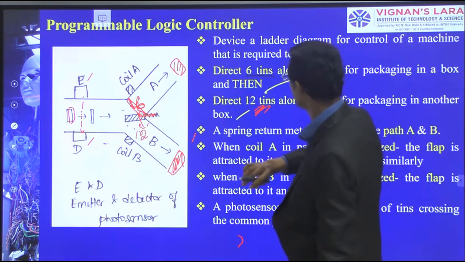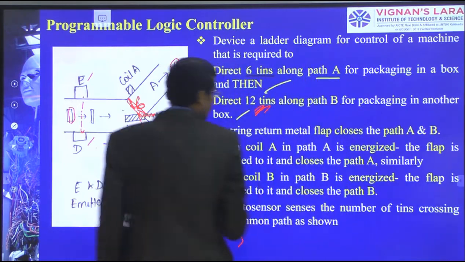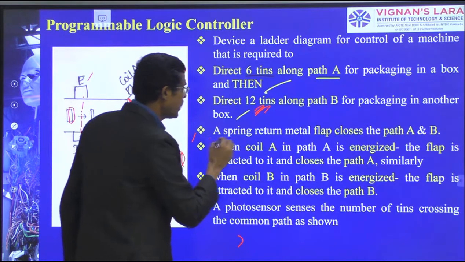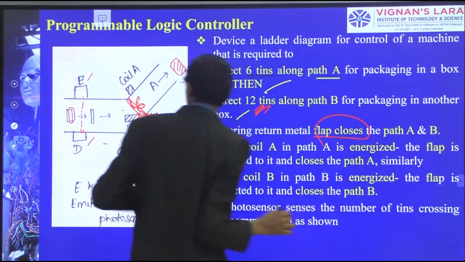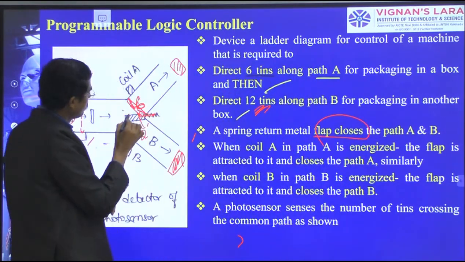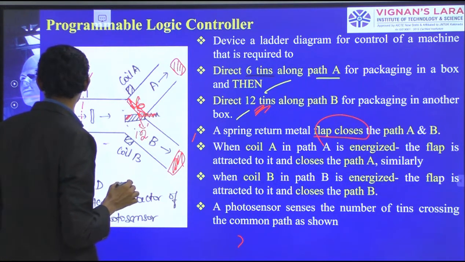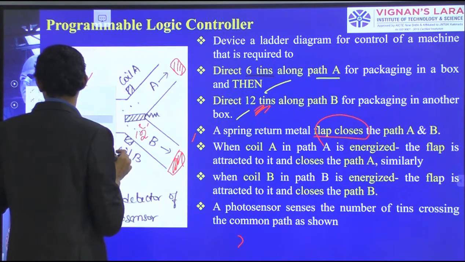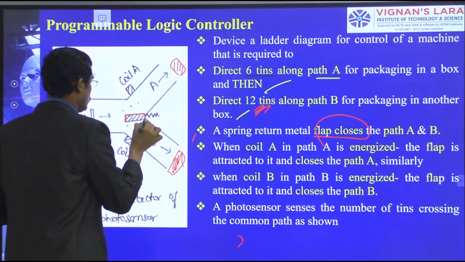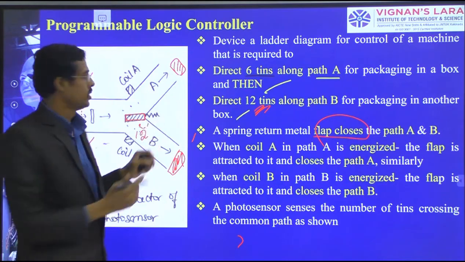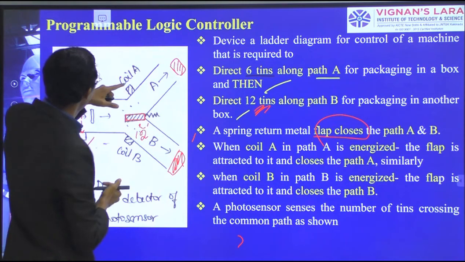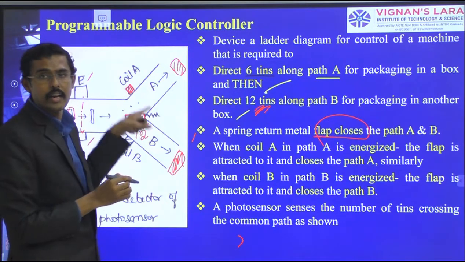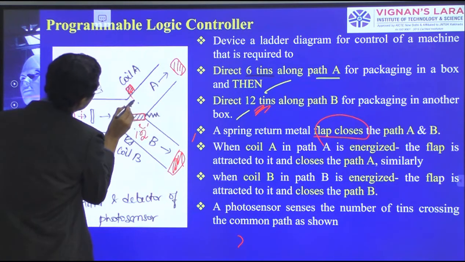So how can I do it here? You see, a spring return metal flap closes. I have a spring return metal flap here at this point. So this is the metal flap. It will be attracted when, here you see, the coil I have is energized; due to the magnetic field, it will attract and this connection will come to this point.